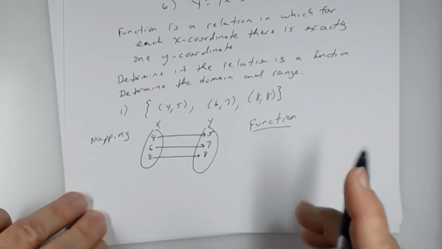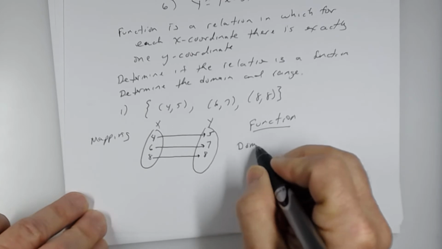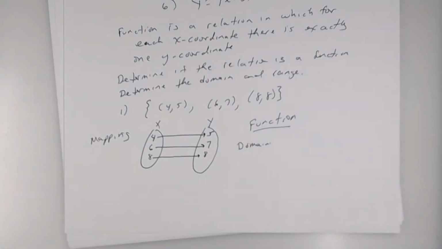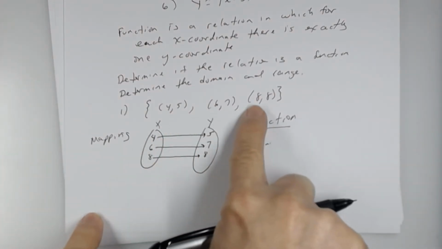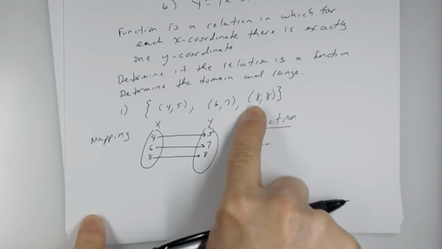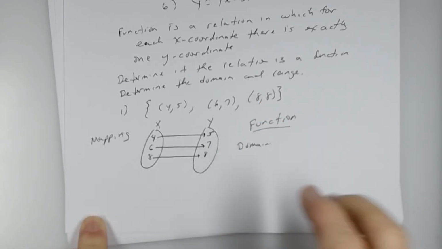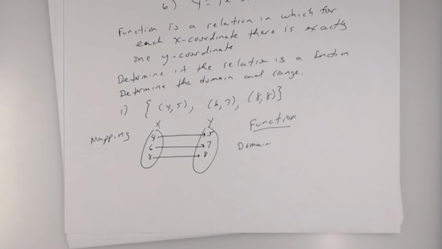All right, now we're going to talk about the domain. When you did the one on the circle, when you wrote the domain and range, you had to write it as an interval. Remember that? Here, though, that's a finite set. So how many elements are in the domain? And remember, the domain is a set of x coordinates. How many elements are in this domain? 3.